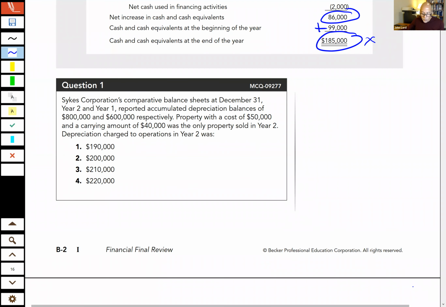First of all, a question like this is kind of like dropping a bowl of hot soup on your lap, in which first you've got to just do the thing, and then calm down and start to work through the problem. They're asking what was the depreciation charge to operations. You're wondering what this has to do with the statement of cash flows. Well, remember the A in CLAD: we have to add back depreciation. If this were one of your task-based simulations, they may give you this information and not tell you the depreciation expense, expecting you to do a side calculation to figure out the depreciation expense for the period.